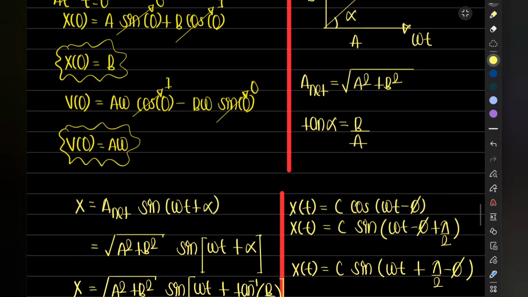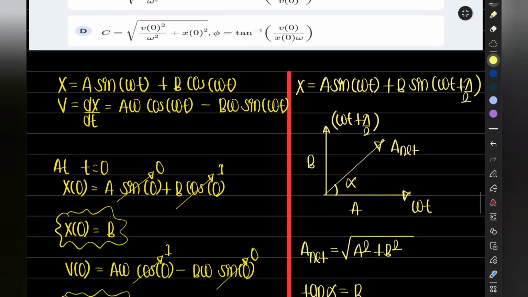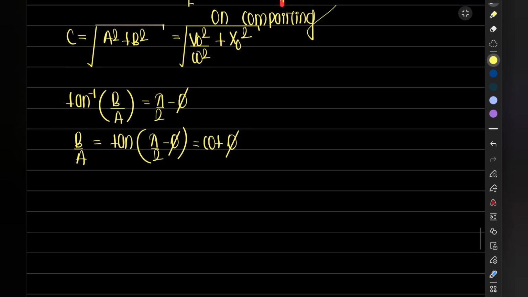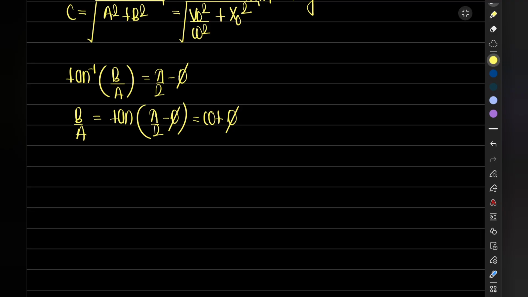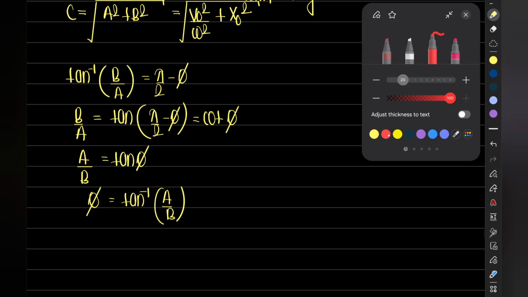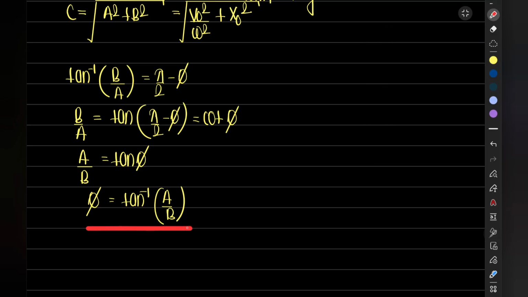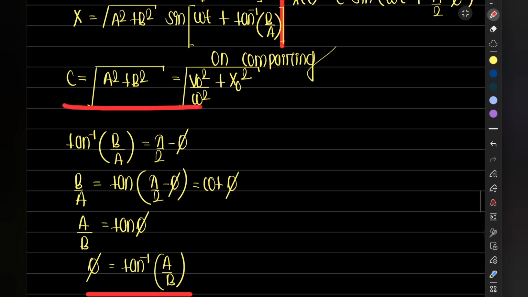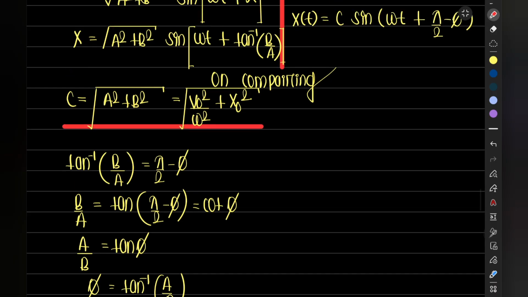But we need all the options, as you can see, in terms of tan. So I will have to convert this phi in terms of tan. So reciprocal of cot will be tan. So we can write like a by b is equals to tan phi. So from here value of phi will be tan inverse a by b. So we got the value of c also, and we got the value of phi also. This is the value of phi we have, and this is the value of c we have, which they have asked in the question. Let's check the options.